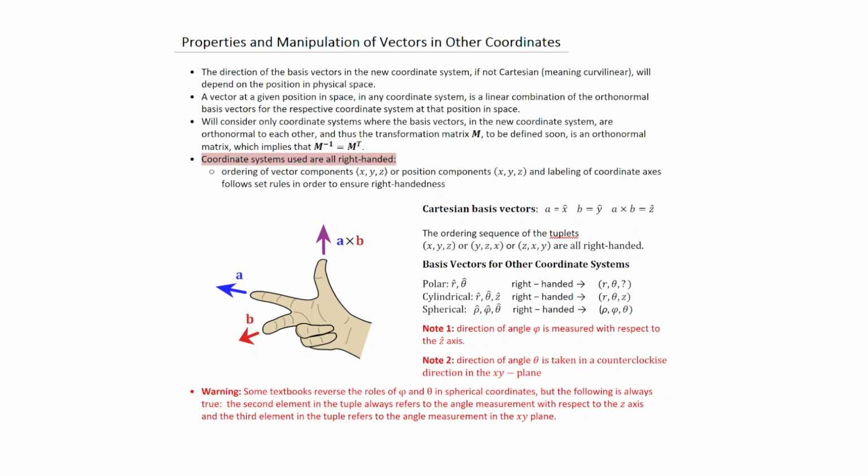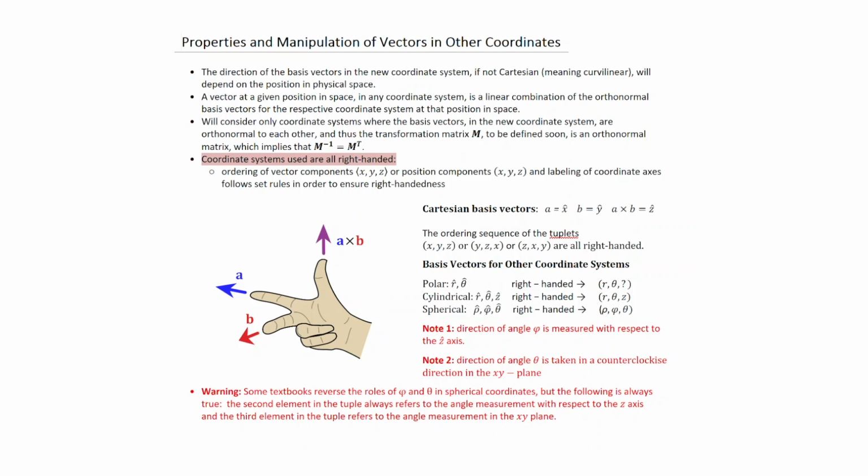And the main point I want to drive home is that coordinate systems used are all right-handed. And so what does that mean? It means the ordering of vector components x, y, z, or position components x, y, z. One is in parentheses, the other one is in angled brackets. And labeling of coordinate axes follows set rules in order to ensure right-handedness.